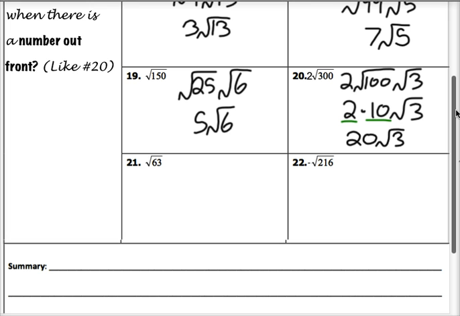And looking at 21, well, I think 21, we can see 9 pulls out of that. So square root of 9 times square root of 7, so we get 3 square roots of 7.